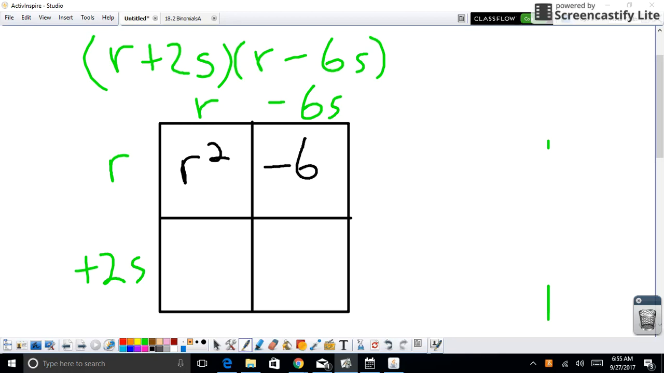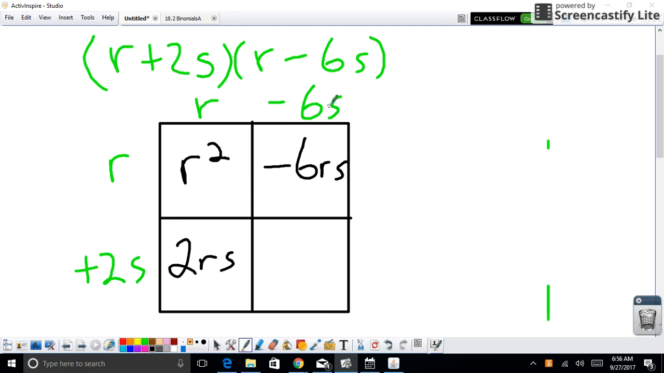-6, keep up with the negative, R, S. You stick all three of them together to make a big term. -6 RS. Same thing right here. +2 S times R. Same thing. 2 RS. Now, well, let me finish and then I'll go back to that.